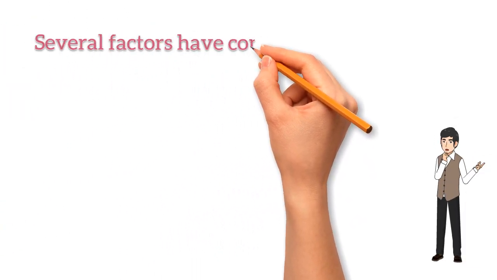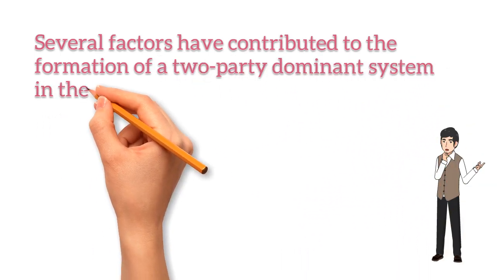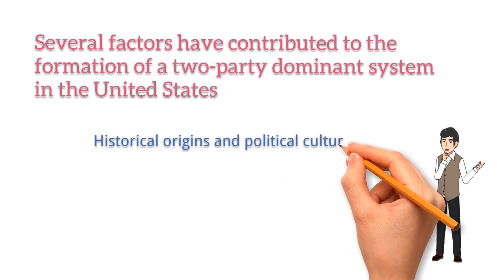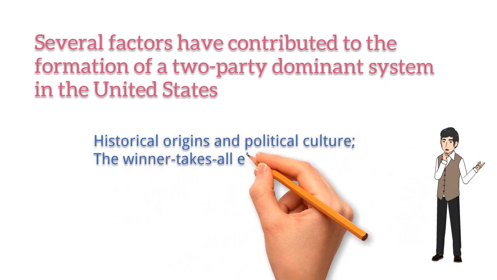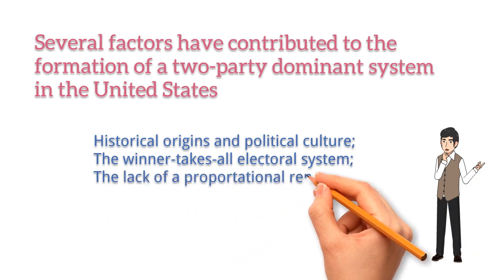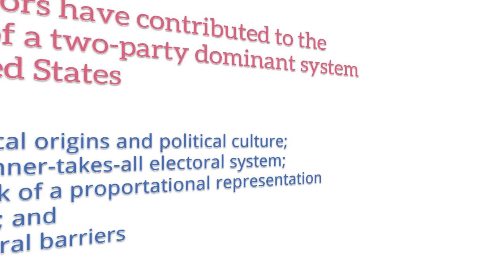Several factors have contributed to the formation of the two-party dominant system in the United States. 1. Historical origins and political culture. 2. Winner-takes-all electoral system. 3. The absence of a proportional representation system. And 4. Structural barriers. Let's take a look at them one by one.